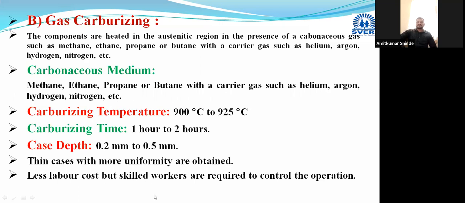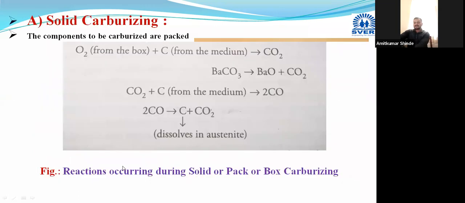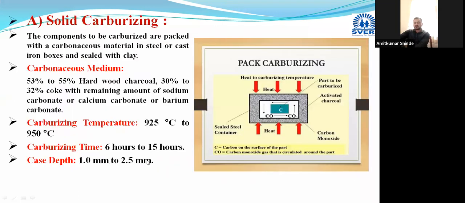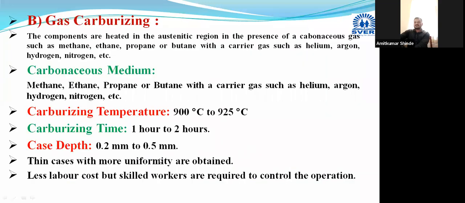Now, whichever cases are obtained in gas carburizing, they will be thin. In solid carburizing, you will get thick cases, where the depth is more. But if you want a thin case depth, then you have to go for gas carburizing or liquid carburizing. And the case obtained in gas carburizing is more uniform. In solid, it is non-uniform.